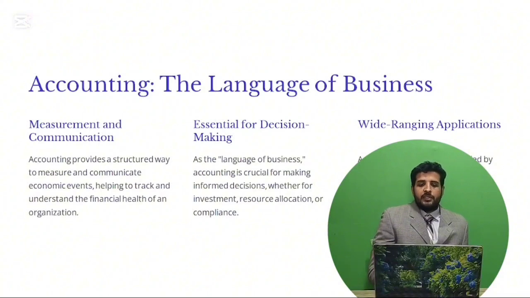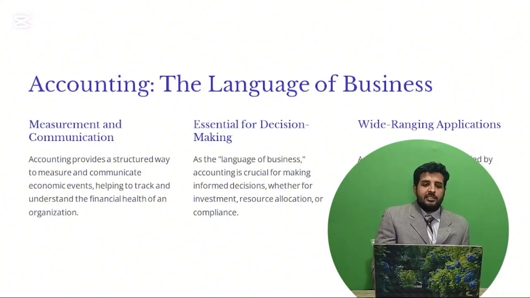Accounting is often called the language of business because it provides a systematic way to measure and communicate financial activities. But what does that mean in practice? First, it helps us in measurement. Accounting measures financial activities such as sales, expenses, profit and loss. It captures these activities in a structured format, allowing stakeholders to understand the financial health of an organization. Then after measurement, it helps us in communication. Once the data is measured, accounting communicates this information through various financial statements like the income statement, balance sheet, and cash flow statement.